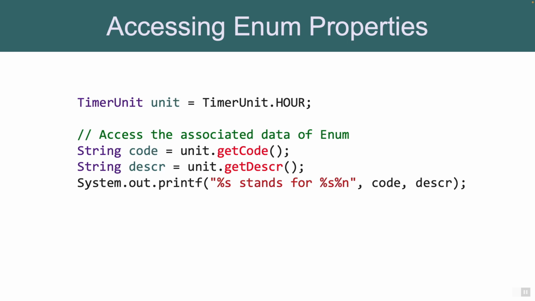Now that we have defined a timer unit with properties, let's see how to access it. So here's a unit, which is TimerUnit.HOUR. If you want to extract the code and description, you can say unit.getCode, you got the code, and you say unit.getDescription, you will get the description. So that's pretty straightforward.